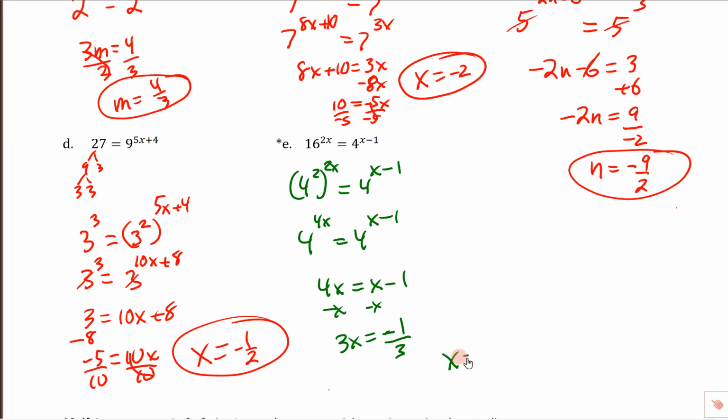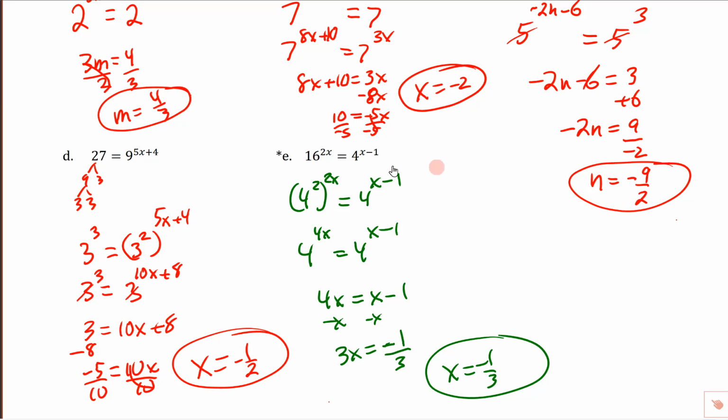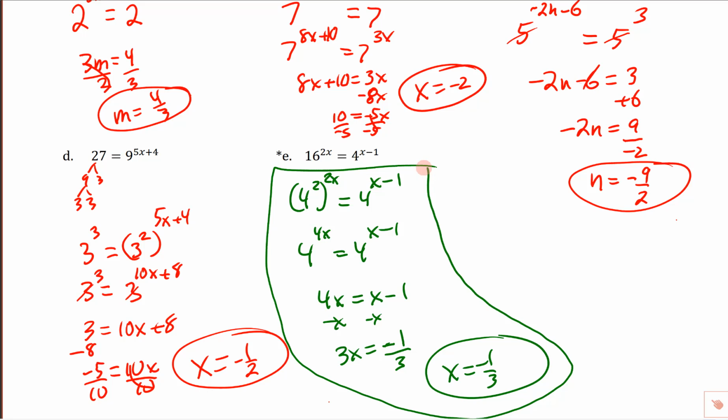And we're going to divide by 3, and we get x equals negative 1/3. I'm going to go ahead and put a box around that work. Okay, we got our answer there. But let's take a look at this. I'm going to change colors. What if we did try it the other way?